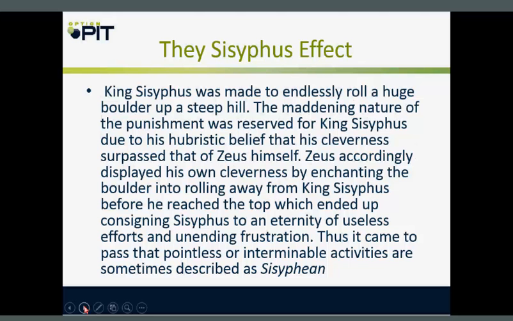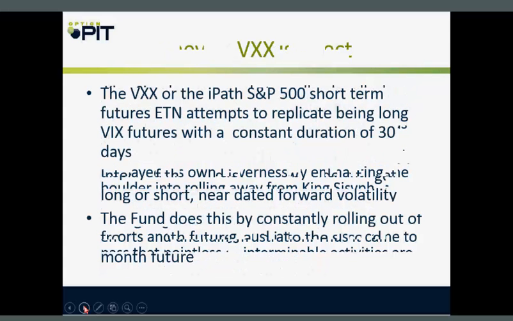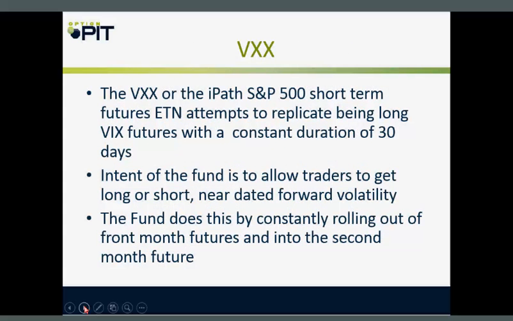So do we all know who King Sisyphus is? Sisyphus was the guy who thought he was smarter than Zeus. And because Zeus thought he was so clever, he enchanted a boulder to roll away as King Sisyphus was rolling it up a hill. All right. It was an eternity of useless efforts and unending frustration. Thus, it came to pass that pointless or inimitable activities are sometimes called Sisyphean. I'll explain that in a minute.